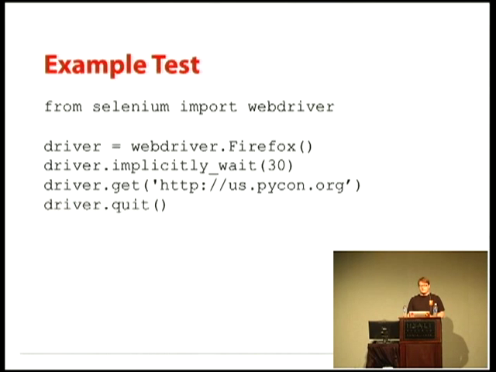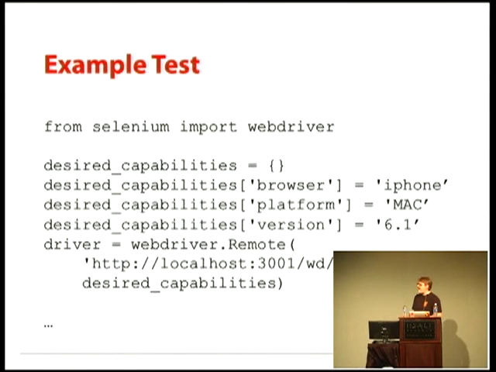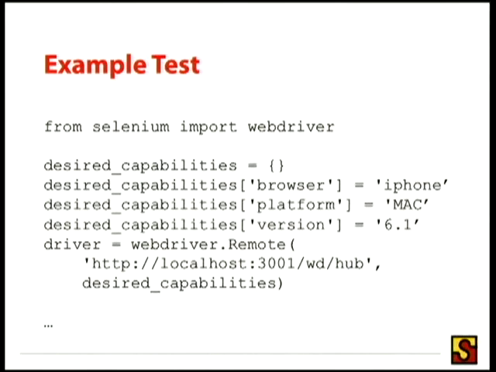So let's look at some code that illustrates how this looks. Remember this. This is the test that I just ran. Here's what I would have to do to that test to make it run on an iPhone. It's a lot more complicated. That one line, driver equals webdriver.firefox, just became a mess of code. But it's really not that complicated. You just need to understand what's going on.